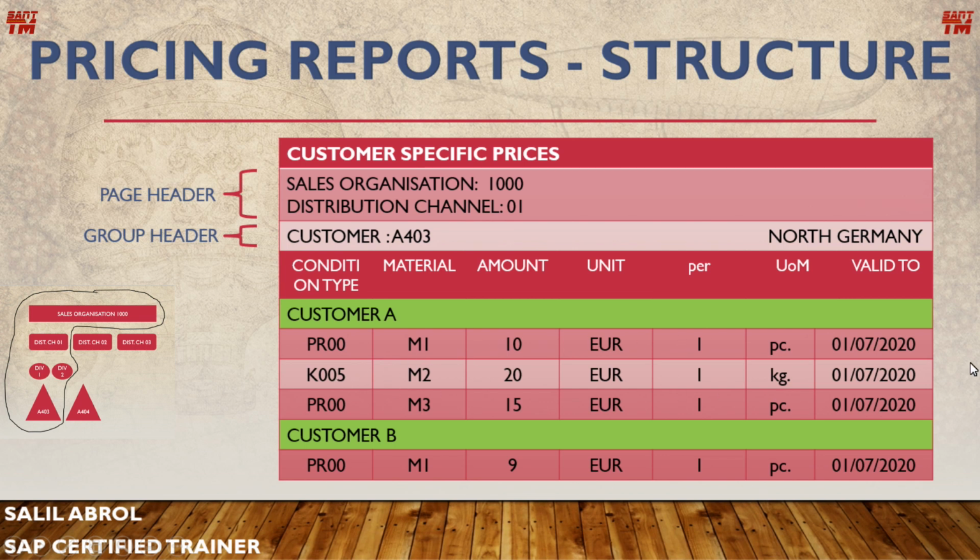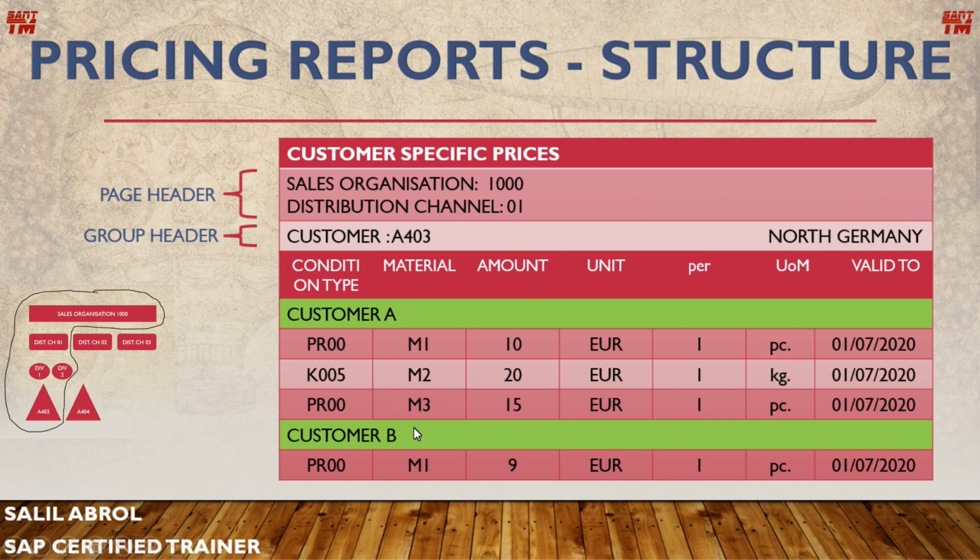And this second row says that condition type is K005 and material number 2 will be charged at 20 euro per kg till 1st July 2020. Then again condition type is PR00. It is saying that for material number M3 the amount would be 15 euros per piece till 1st July 2020. So this is how we are reading the pricing reports.